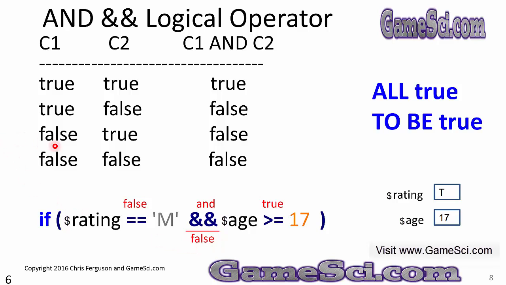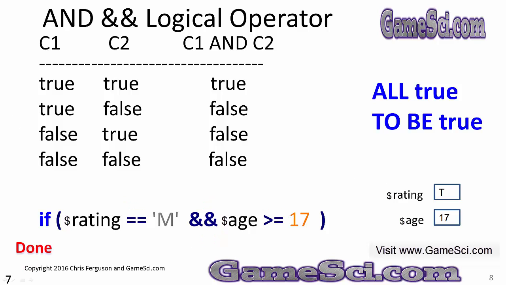Look at this line of the truth table. False for the left operand, true for the right operand. All true to be true means this has to be a false. So we're going to output a false on the AND. So this if portion will not execute. It's going to skip past the if block on the code.